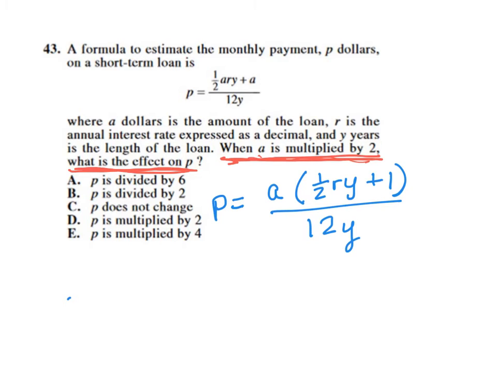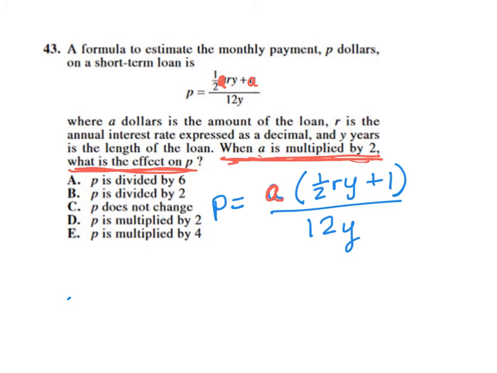Well, looking at the formula, I see that I have an A here and here. So I think it might be easiest if I just factor out an A, which is what I did here. I factor out the A. So I get P equals A times this quantity divided by 12y.